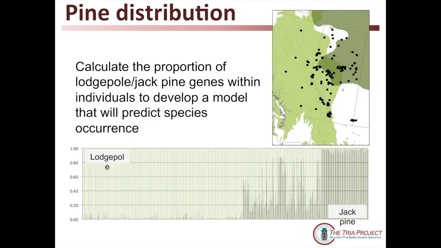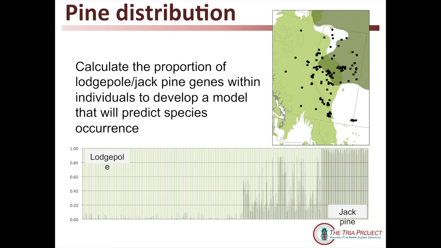So we developed these markers and we thought, well, we can do more with these markers than just answer this simple question. What we wanted to do was take a look at whether we could model the species distribution using the genetic ancestry. So we calculated the amount of jack pine and lodgepole ancestry. Dark means jack pine, so these have very little jack pine in them, and these have lots of jack pine, and the hybrids have a mixture.